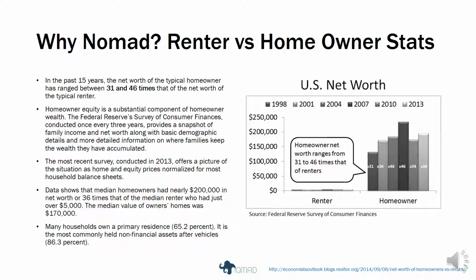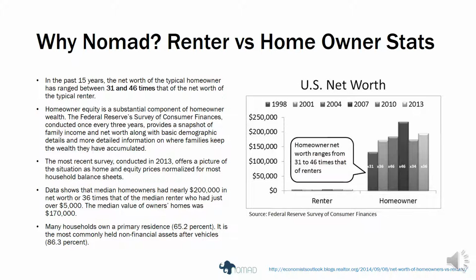The median value of owners' homes was $170,000. So it's fascinating to me that the difference between someone who's renting and someone who's a homeowner is 36 times. It's 36 times better to be a homeowner. Now, I'm not sure if it's cause and effect. I'm not sure if because you become a homeowner you have a net worth 36 times higher, or if it just happens to be really tightly correlated, but that's a pretty significant difference.